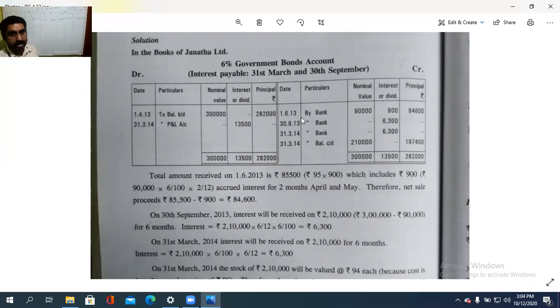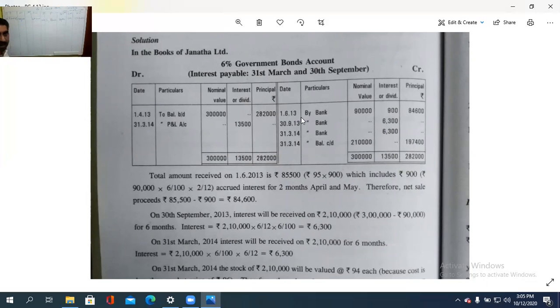After purchasing, it is sold. How many shares sold? The total value sold is 90,000. So the number of shares is 90,000 divided by 100, that is 900 shares, isn't it? That 900 multiplied by the given value 95 is 85,500. Now we calculate its interest separately. For the interest, 90,000 is the total value of the share multiplied by the 6% of the government bond.